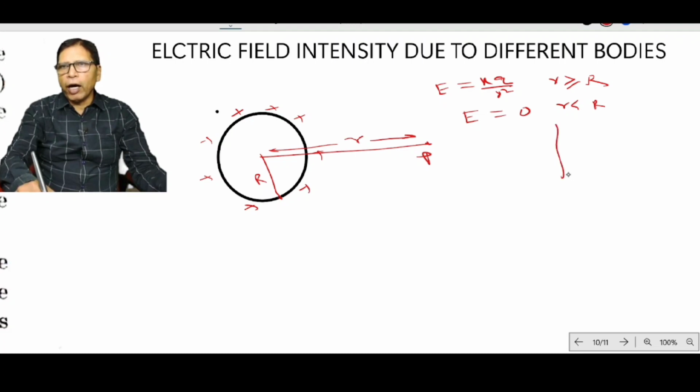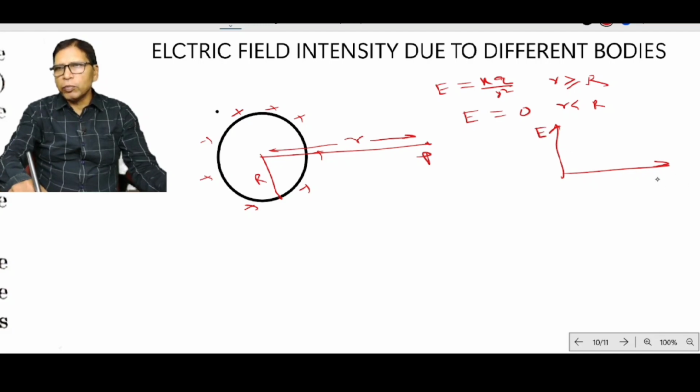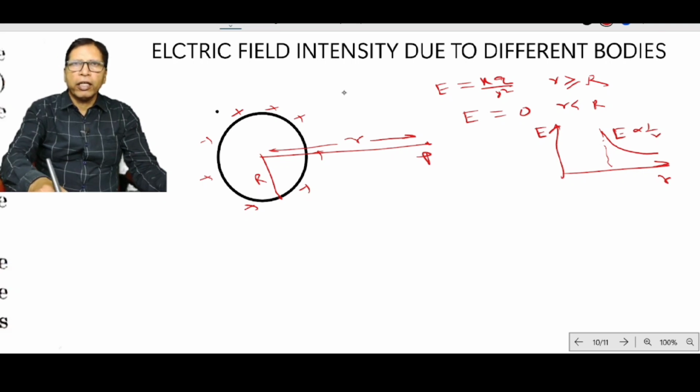If we plot a graph between E and r, the graph starts at r greater than or equal to capital R. Look at this, it starts here, and this is the graph. So here E is proportional to 1 by r square.